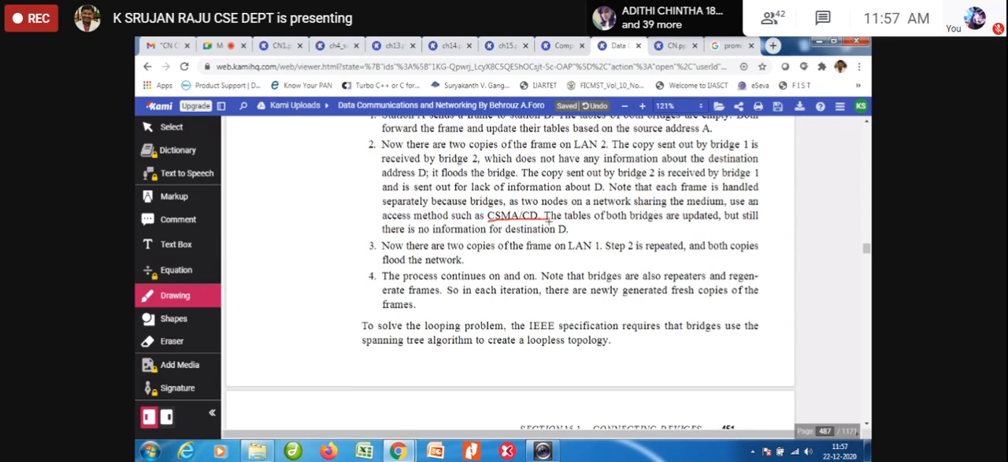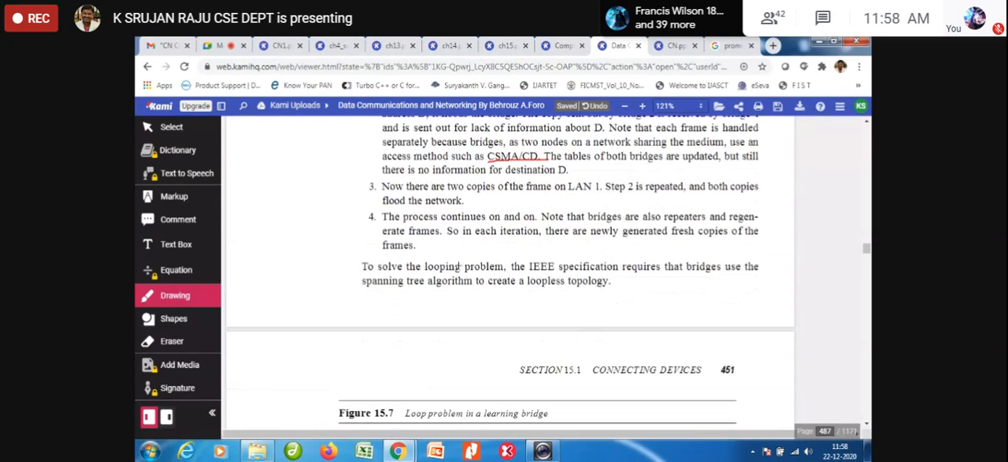Okay, so the tables of both bridges are updated, but still there is no information for the destination D. So in that particular situation we may get this loop, and we need to solve this problem. How are we going to solve this looping problem? By using the spanning tree algorithm.